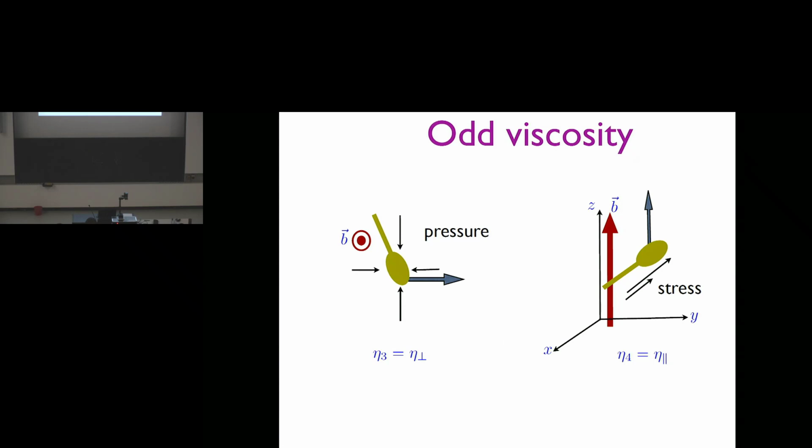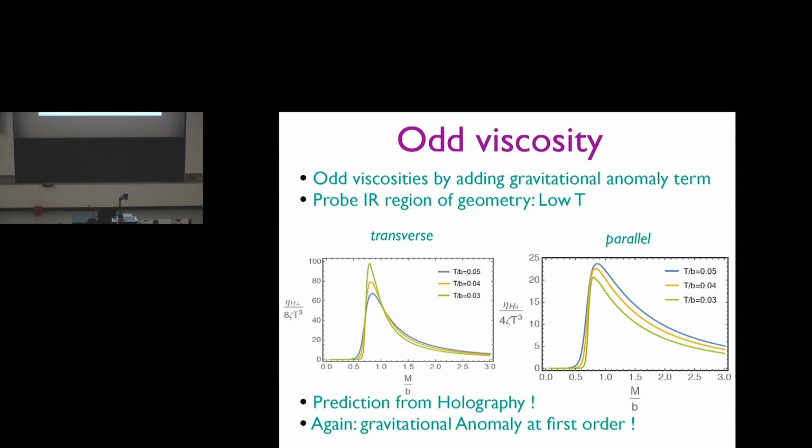But when you do the calculation in the model, and if and only if you add again this gravitational Chern-Simons term to your action, then in the quantum critical region, so you heat the system up at finite temperature, you do in fact find these two Hall viscosities. Here's this eta parallel and this eta orthogonal and eta parallel.